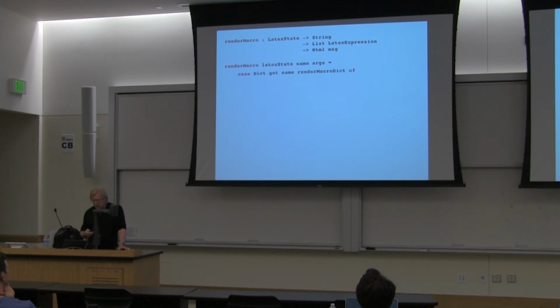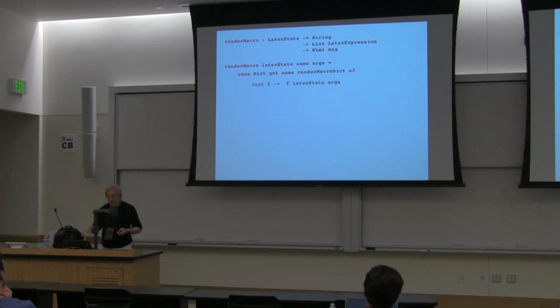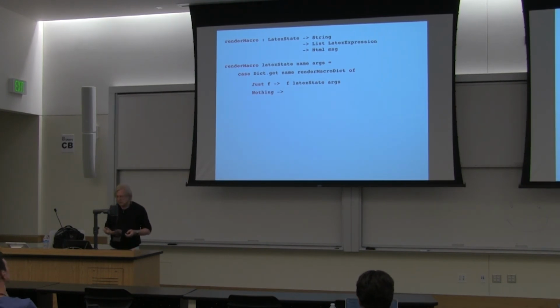So here's how it's defined. It's going to be defined by another case statement. We first of all look up the name of the macro in a built-in dictionary. The keys are macro names and the values are rendering functions. If it finds an entry in the dictionary, then it applies that rendering function to the appropriate arguments, the LaTeX state and the macro arguments. Okay? If it doesn't find it, then it has to make a decision.